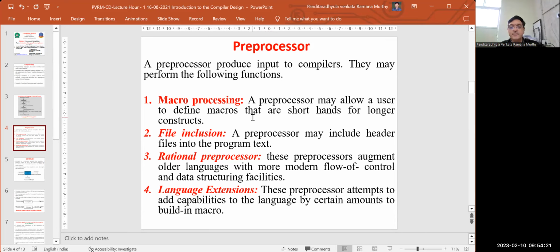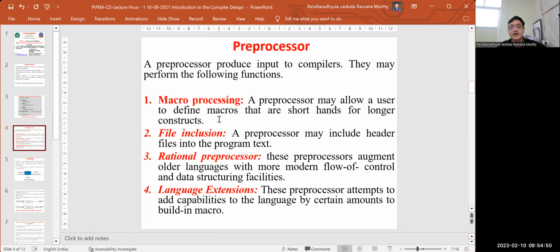Next, the rational preprocessor. We can use these preprocessors to augment older languages, because we may also use outdated compilers. Still, we can use a rational preprocessor that will convert the program into the compiler's required form. These preprocessors augment older languages with more modern flow of control and data structure facilities.